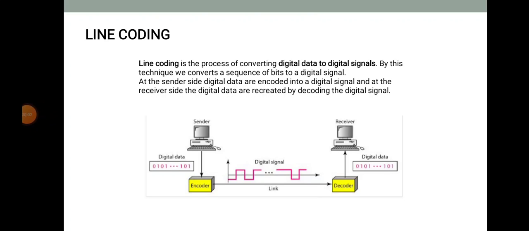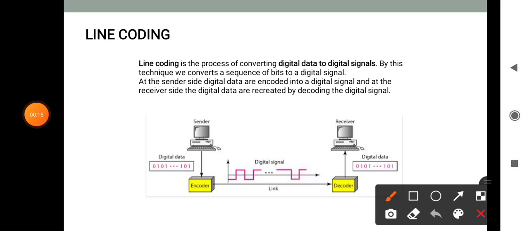Hello students, today we will see the next topic, line coding. Line coding is the process of converting digital data to a digital signal. Line coding converts a sequence of bits to a digital signal. At the sender, digital data are encoded into a digital signal, and at the receiver, the digital data are recreated by decoding the digital signal.